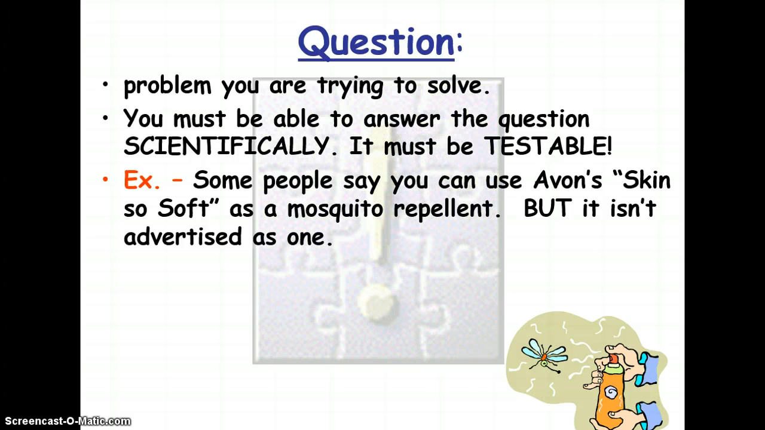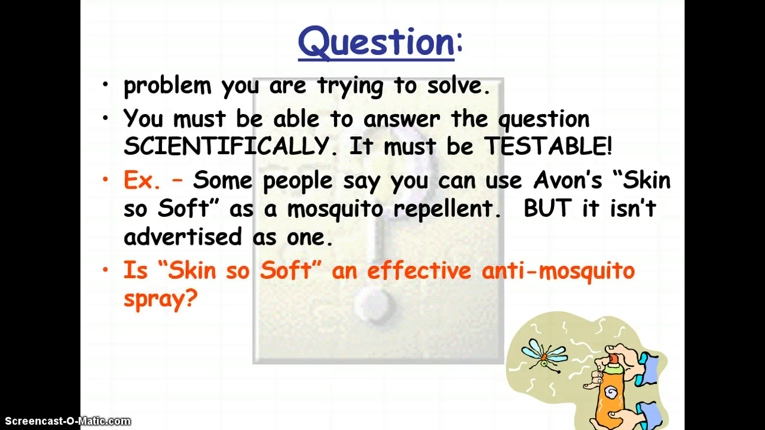So the one we talked about in class was that Avon makes a product called Skin So Soft, and a lot of people have said that they use it as a mosquito repellent. And it's not advertised as a mosquito repellent, it's just advertised as a moisturizer. So our question that we were going to try to answer was, is Skin So Soft an effective mosquito spray? So that was going to be our question.